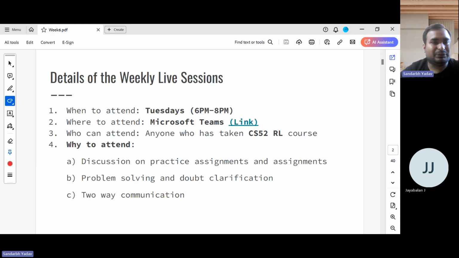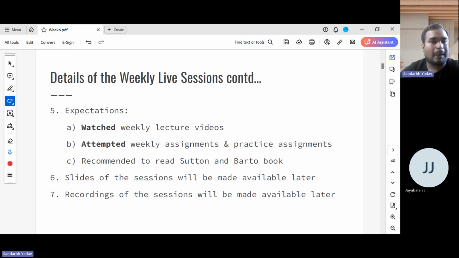These are the usual details: anyone who has taken this course can join. There will be discussion on practice assignments, then the assignment, and some problem solving which won't be part of the practice assignment and assignments, and also some doubt clarification. These sessions are to ensure two-way communication.